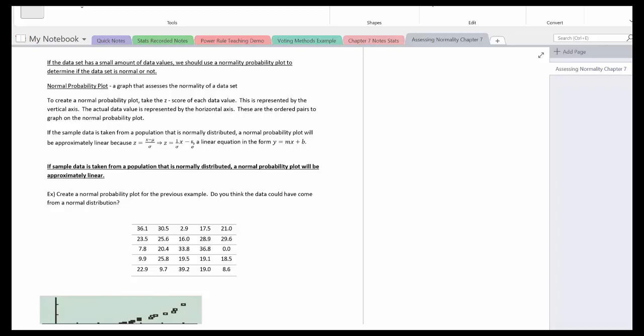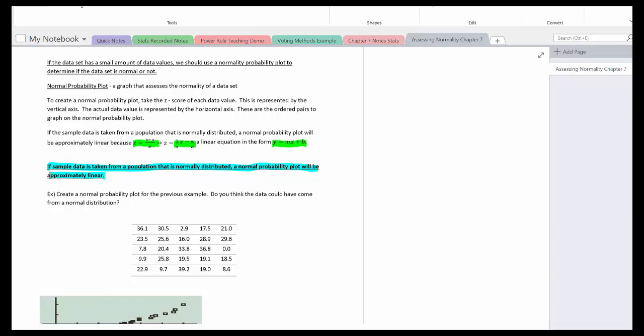If the sample data is taken from a population that is normally distributed, a normal probability plot will be approximately linear, because we know a z-score is the data value minus the mean, divided by the standard deviation. But we can separate it as 1 divided by the standard deviation times x, minus the mean over the standard deviation. Well, that's just a linear equation in the form of y equals mx plus b. So, if sample data is taken from a population that is normally distributed, a normal probability plot will be approximately linear.